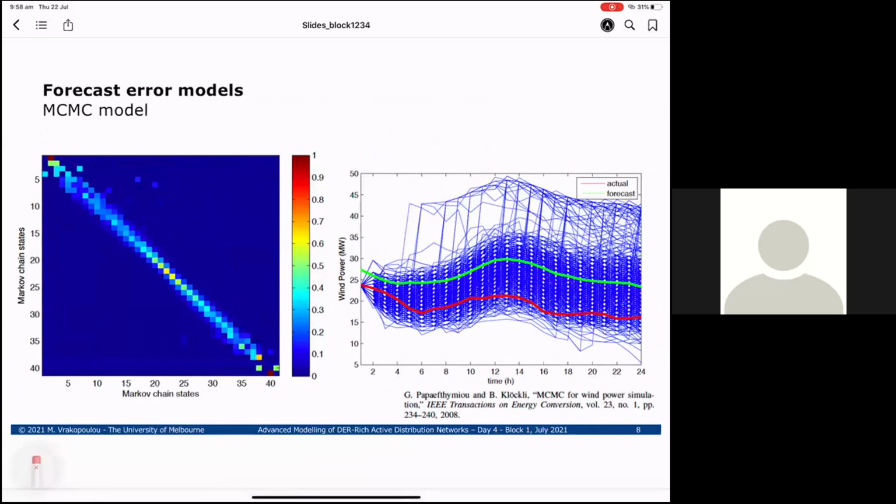I'll jump up to the forecaster models before moving on to the power flows and optimal power flows.